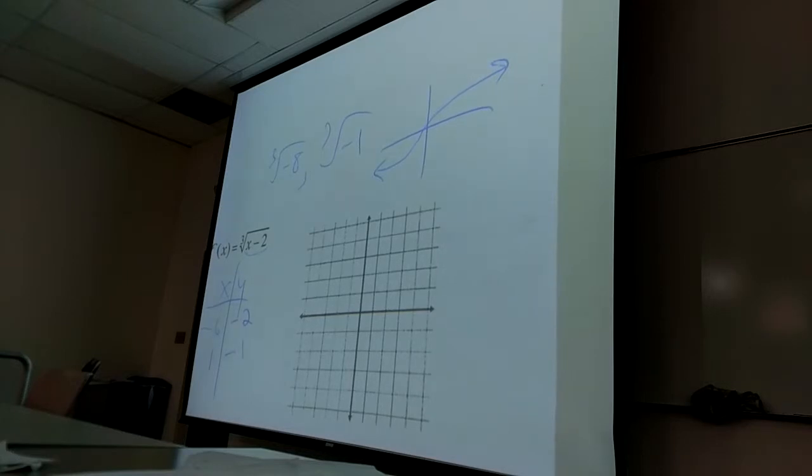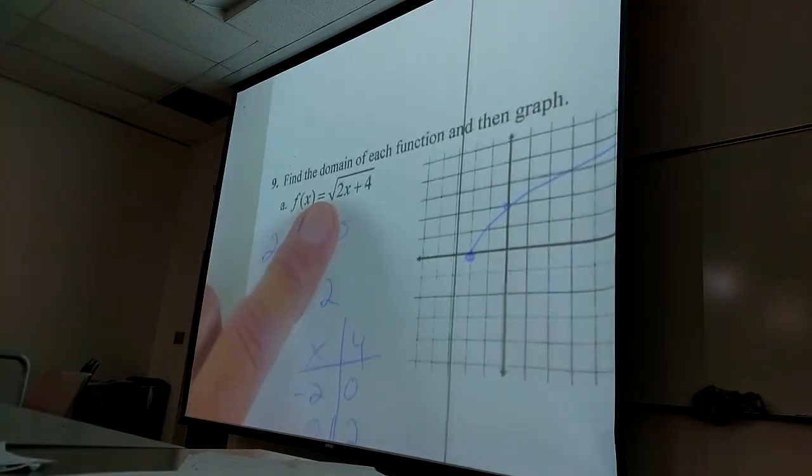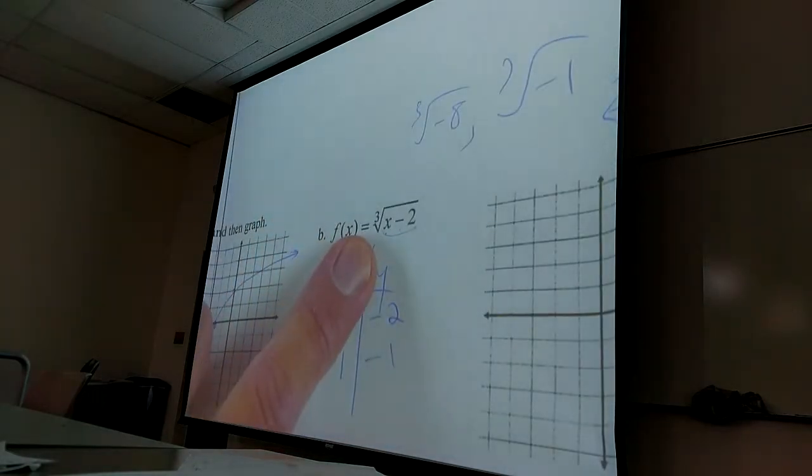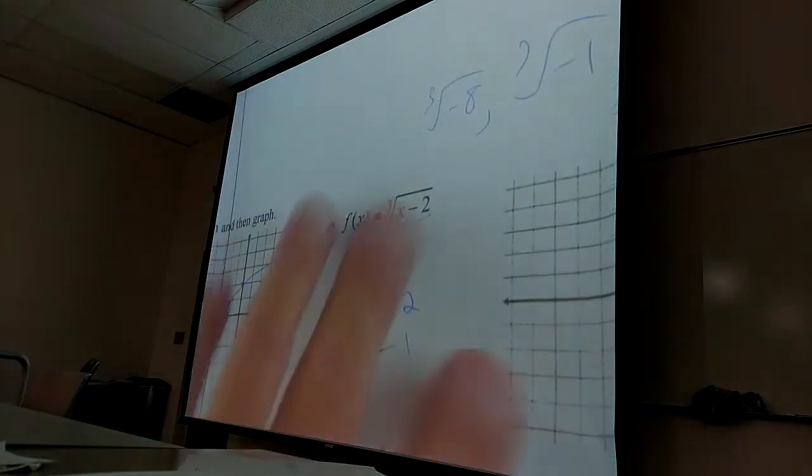Yes? Wait, how do you know it's all real numbers? Say again? How do you know it's all real numbers? Why was this one not all real numbers? Primarily because it's an even root. Odd roots have no problems. I think I was a little evil. Where was I evil? Ah, yeah.